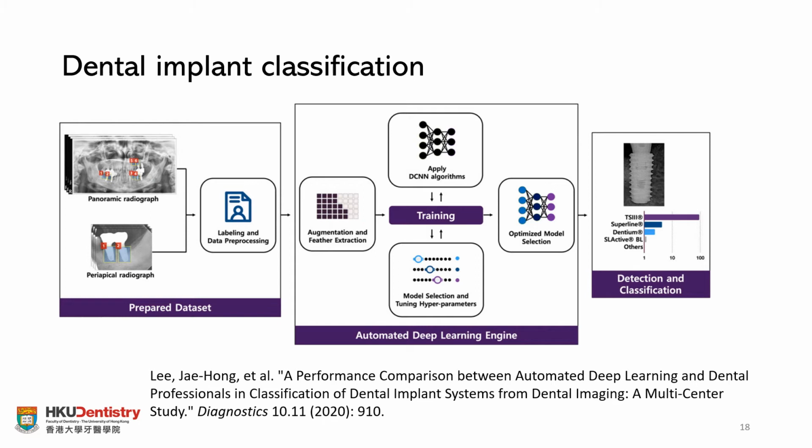AI can also help you. If you have a panoramic image or a periapical image, you can use this image as the input of the model, and the AI can automatically classify the different types of implant systems. Here I put one paper published recently, and there are also some other papers. This paper used a deep convolutional neural network to classify different implant systems.